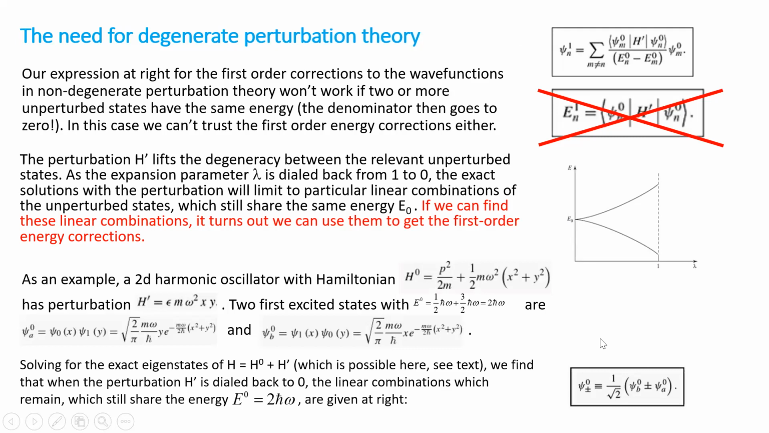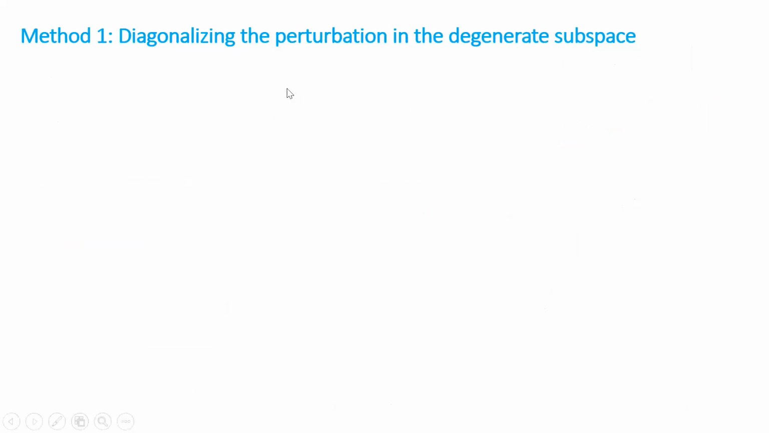Okay, in most cases we can't do that, but this case is a good example to look at because we can check our work on the two methods that are often used to find these linear combinations in the more common case where we can't solve the perturbation exactly. Because after all, that's what perturbation theory is for: estimating what the solution is when we can't solve exactly. Okay, so the first method we can use is called diagonalizing the perturbation in the degenerate subspace.